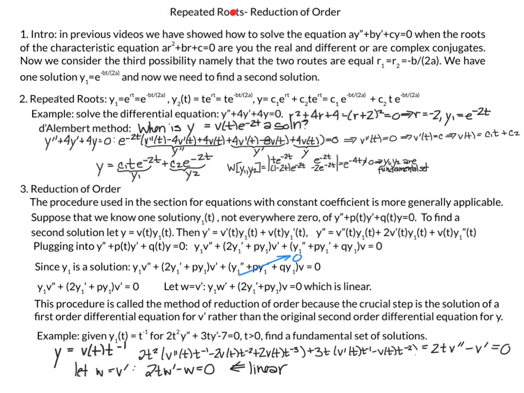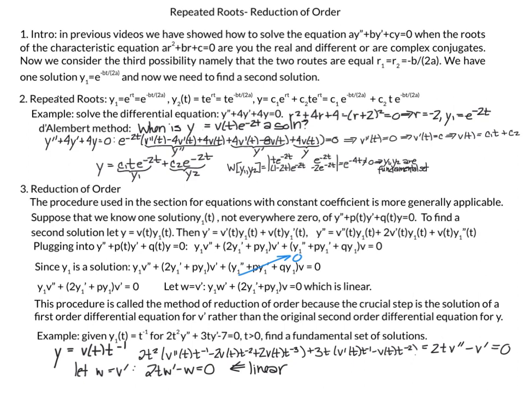We're going to look at repeated roots. In the previous videos, we have shown how to solve these second order linear homogeneous differential equations with constant coefficients when the roots of the characteristic equation, which looks like ar squared plus br plus c, and again, these coefficients are exactly the coefficients of your differential equation, are real and different, or are complex conjugates. In this video, we are going to consider the third possibility, namely that the two roots, r1 and r2, are equal to the same thing.